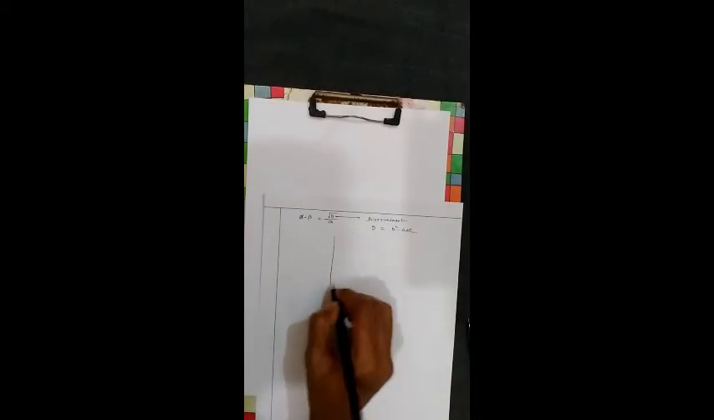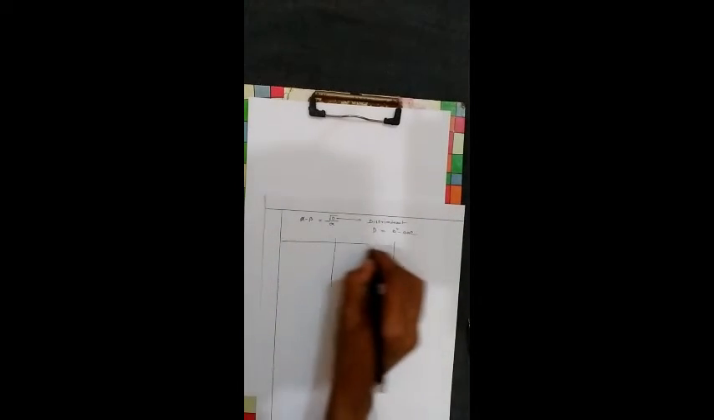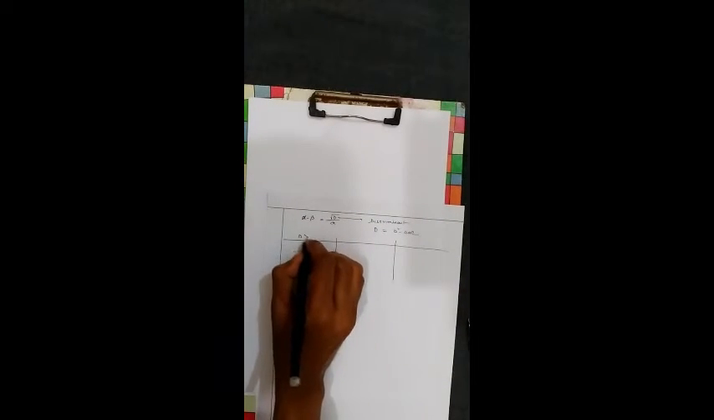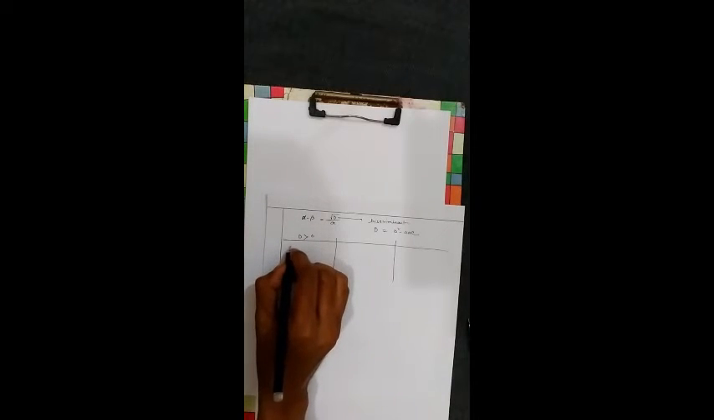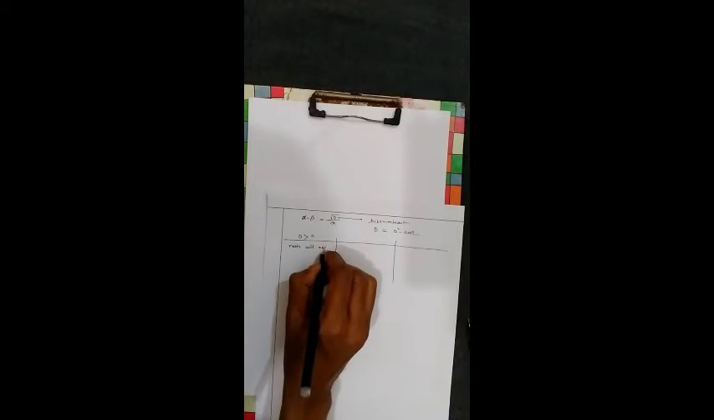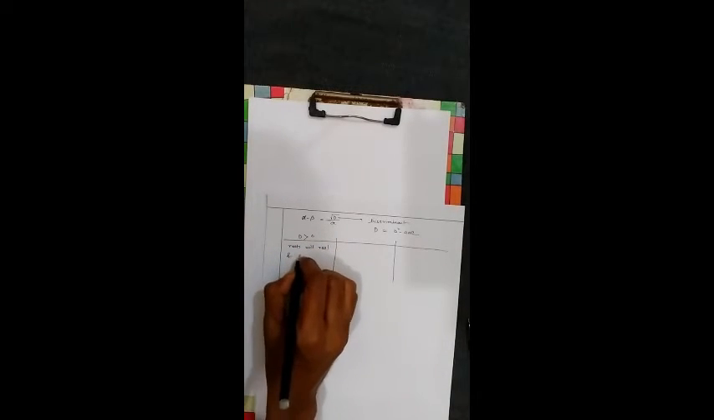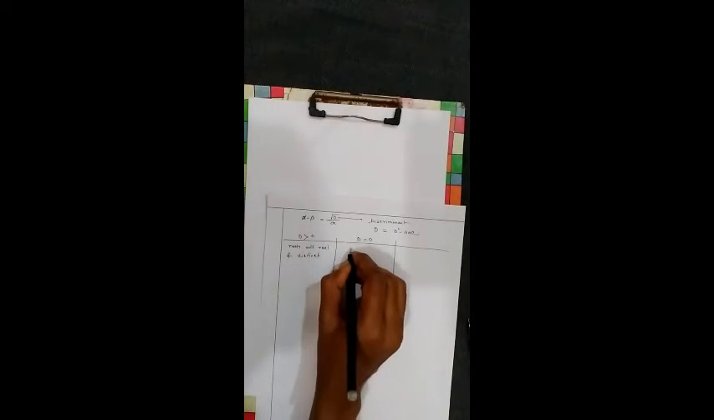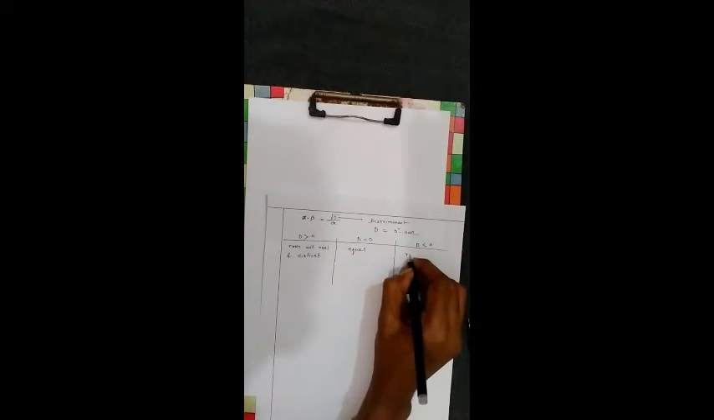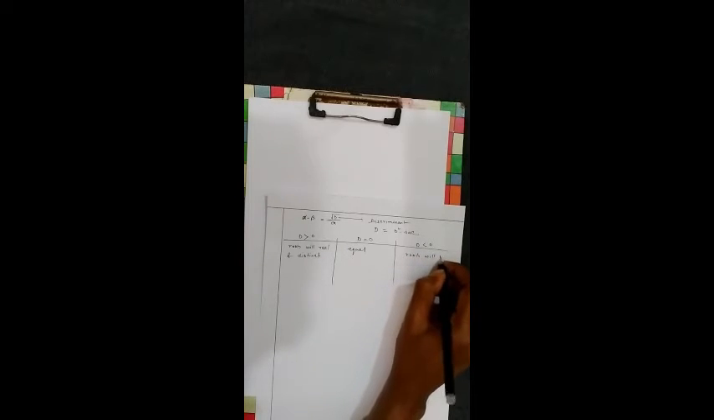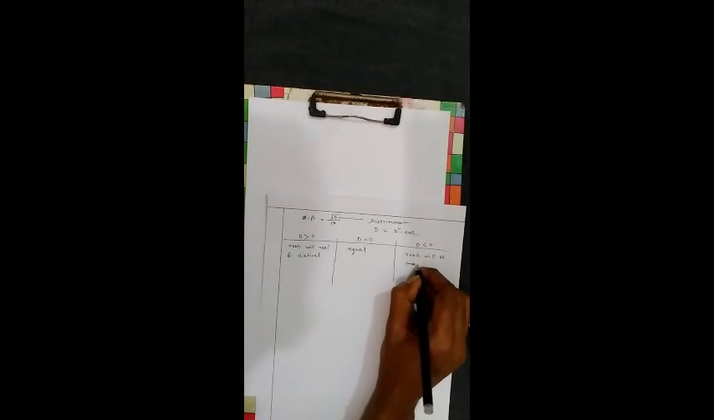Now some important points. D can be categorized in 3 ways. When D is greater than 0, roots will be real and distinct. But when D is equal to 0, roots will be equal. When D is less than 0, roots will be imaginary.